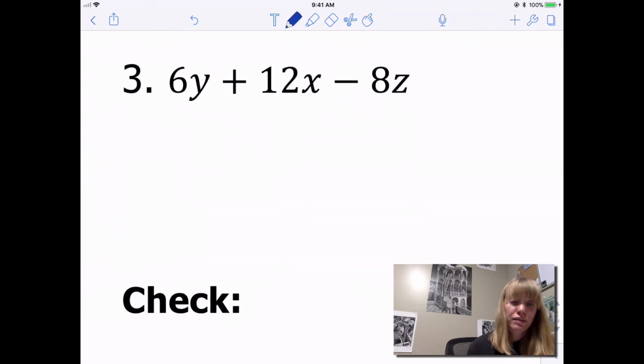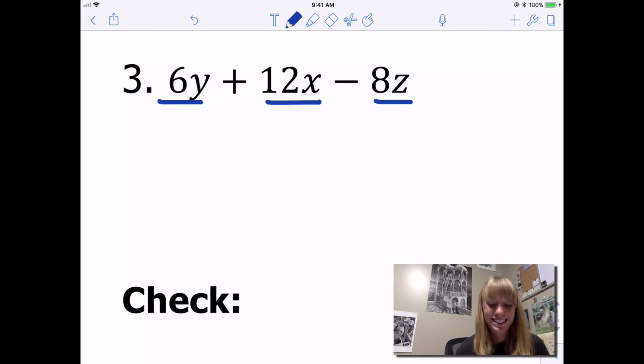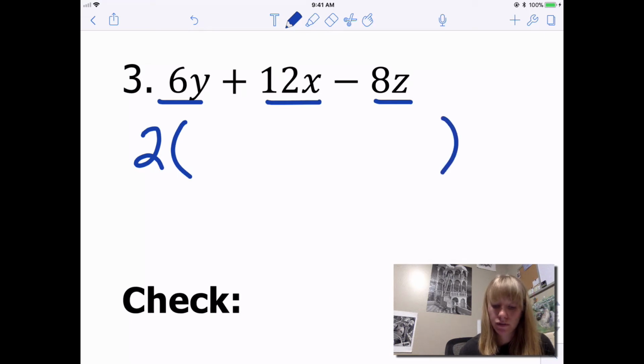Here we've got to be careful because we've got 3 terms. We have a 6y, 12x, and an 8z. What is the number that goes into 6, 12, and 8? If I think about that, well, 6 and 12 would be 6. But if I add in this 8, I can only divide all 3 by 2 evenly. And then I look at my variables. They all have different variable parts, so I don't really have anything in common for any of those. So 2 is my only GCF.